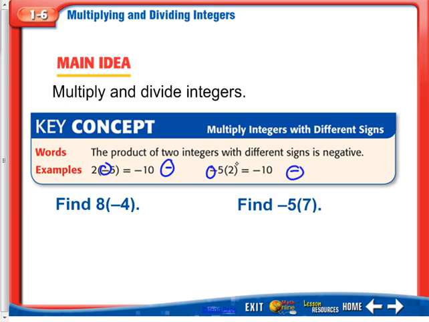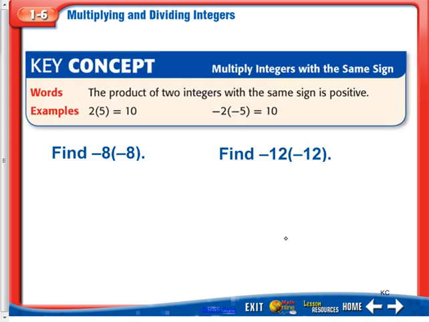5 times 2 is 10, -10. Again, there's one negative, so I know the answer is going to be negative 32. There's one negative, so there's negative 35.